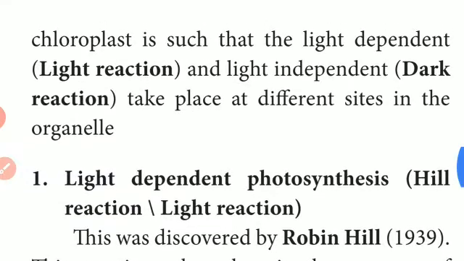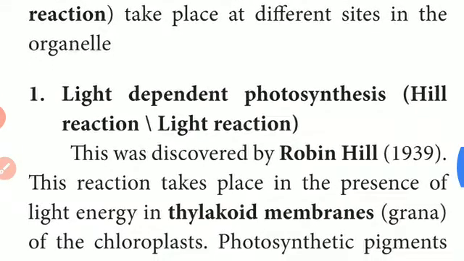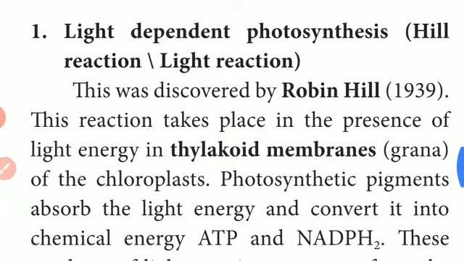So how are the light reactions happening? The light reactions are otherwise called light dependent reactions, and the other is called dark reactions, or light independent reactions. So now we are going to study the light dependent reactions. The light dependent reactions are otherwise called Hill reactions or light reactions.